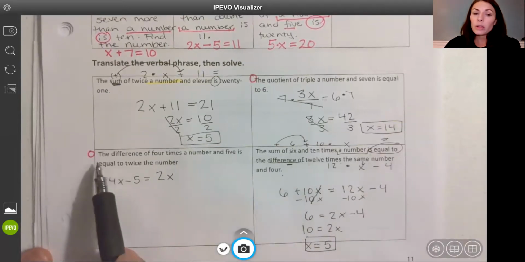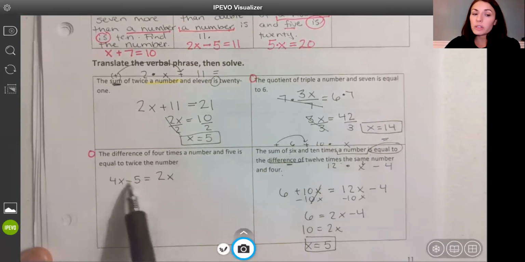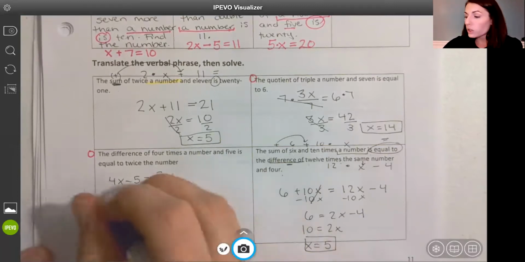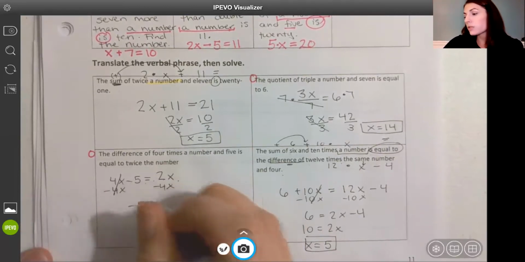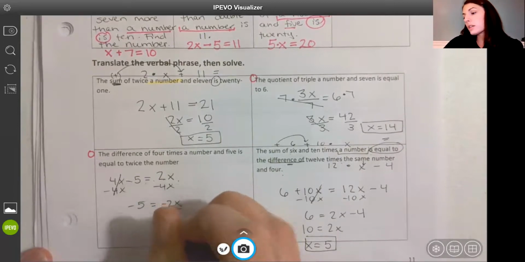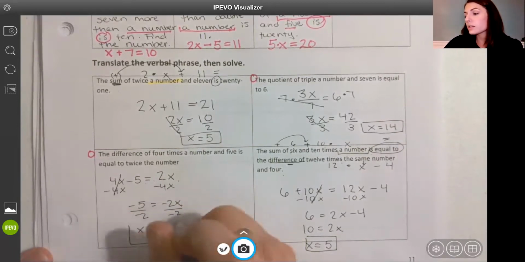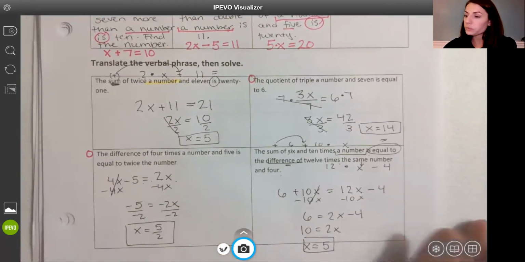On my other example, the difference of 4 times a number and 5. The difference being subtraction, of 4 times a number and 5 is equal to twice the number. Solving from here, subtract 4x, and -5 equals -2x, and divide by -2, and x equals 5 halves, or 2.5.